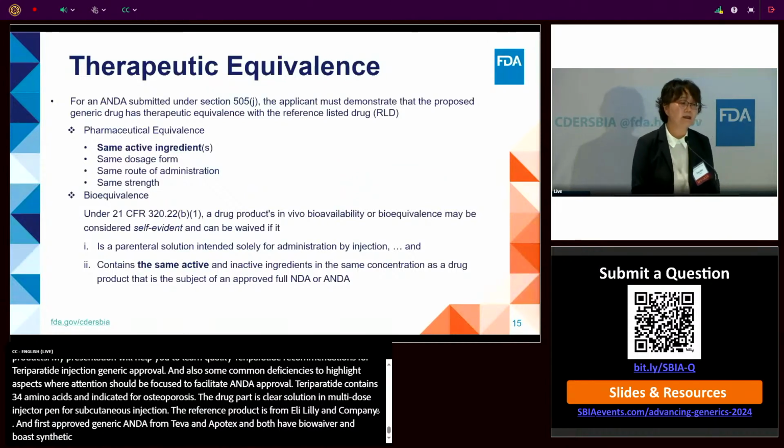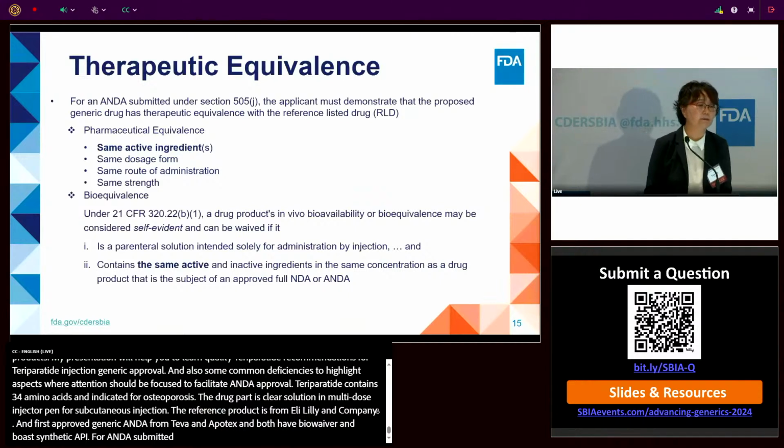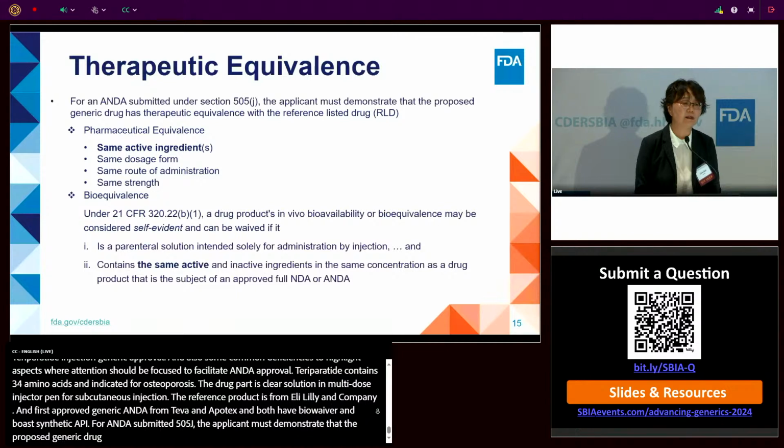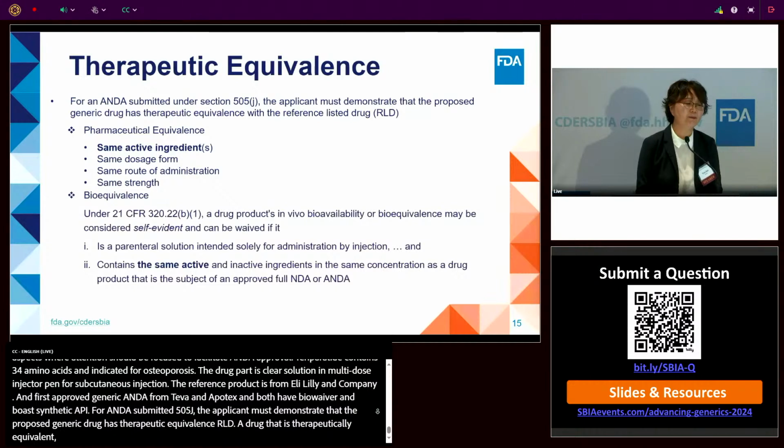For an ANDA submitted under 505(j), the applicant must demonstrate that the proposed generic drug has therapeutic equivalence with the RLD. A drug that is therapeutically equivalent also needs to be pharmaceutically equivalent and bioequivalent. I want to point out the same active ingredient is required by both PE and BE.